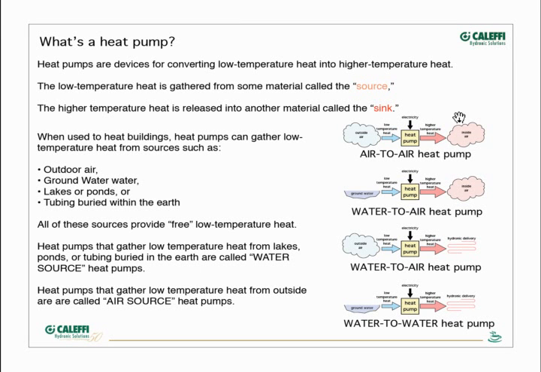Over on the right side of the schematic, you can see that cursor moving around, there's just some graphics that show the different combinations of sources and sinks, air to air, water to air.